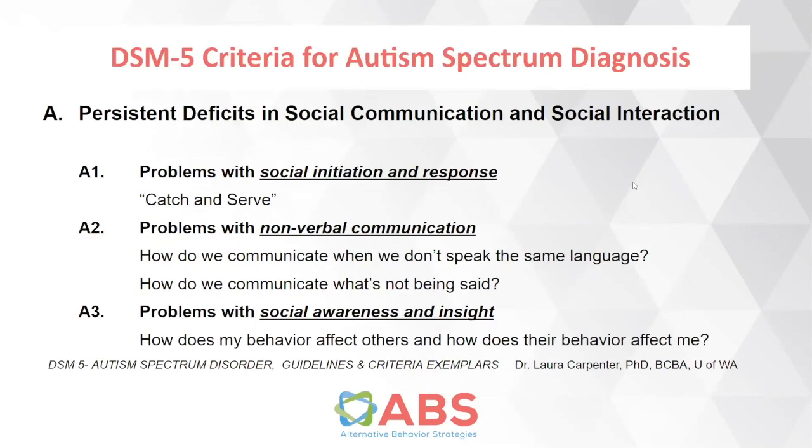Let me run through quickly what I am looking for if someone comes in my office and I've determined that their presentation has enough concern for autism that I want to do a formal diagnosis. In essence, what I'm looking for is, does the child's previous history and current presentation meet DSM criteria for autism spectrum? For those of you who may not be familiar with the DSM, it stands for the Diagnostic and Statistical Manual.